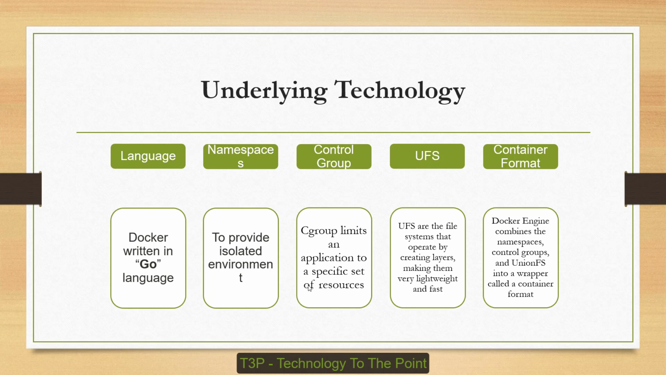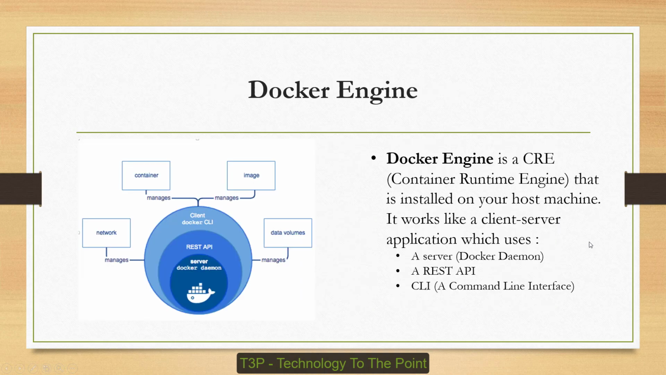Now let's talk about container format. Docker Engine combines the namespaces, control groups, and UFS into a wrapper. That means it combines all the underlying technology and wraps it into one single package that is known as a container. So that is the format of these containers. I hope it is clear now.